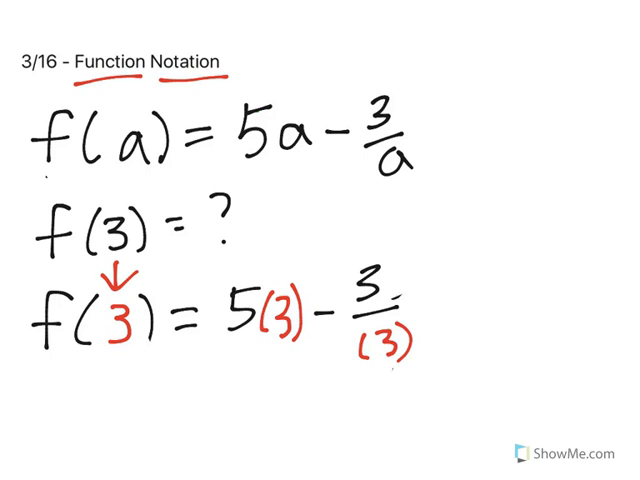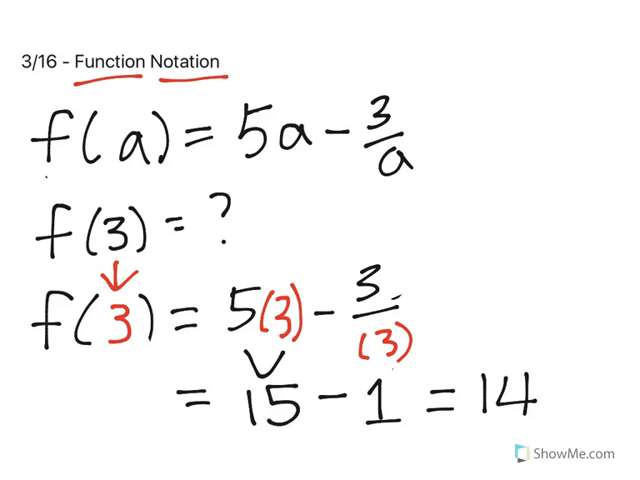If we do that, we end up with 5 times 3 minus 3 divided by 3. 5 times 3 is 15, minus 3 divided by 3, which is 1. So you get 14. In other words, f of 3 is equal to 14. Finally, let's look at one more example.